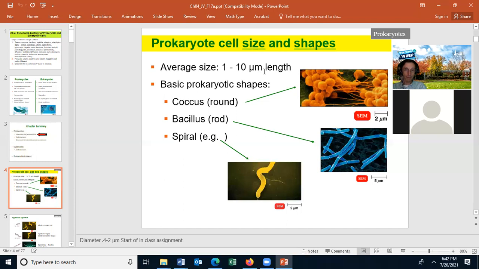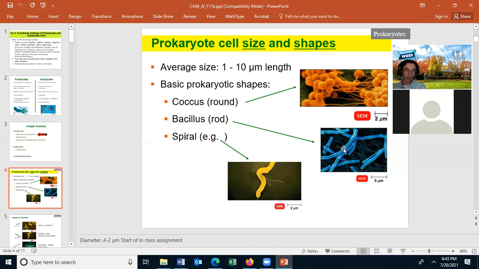Prokaryotes have typically 3 basic shapes. The coccus, which is a round cell, a bacillus, or a rod, and then the spiral. There are other shapes to prokaryotic cells, but most of them are some variation on one of these 3 shapes.